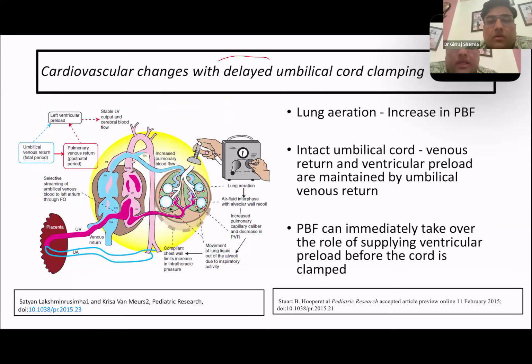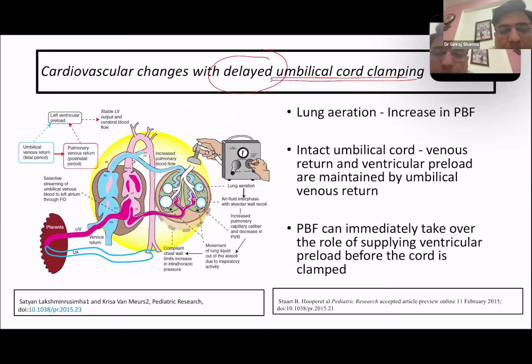If we are doing delayed cord clamping, then what is happening? Here we are not clamping the cord. So venous return is maintained. Umbilical venous return is maintained, and pulmonary venous return.